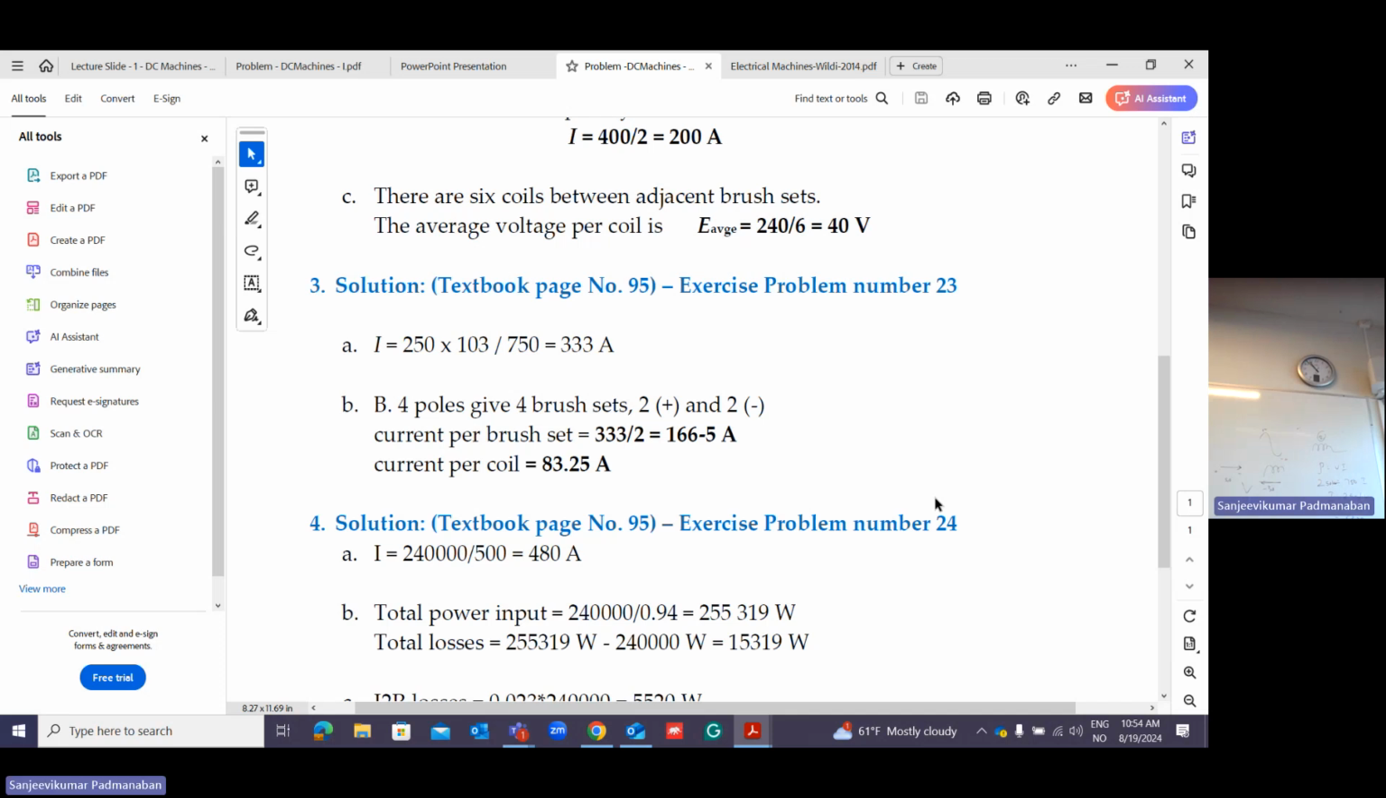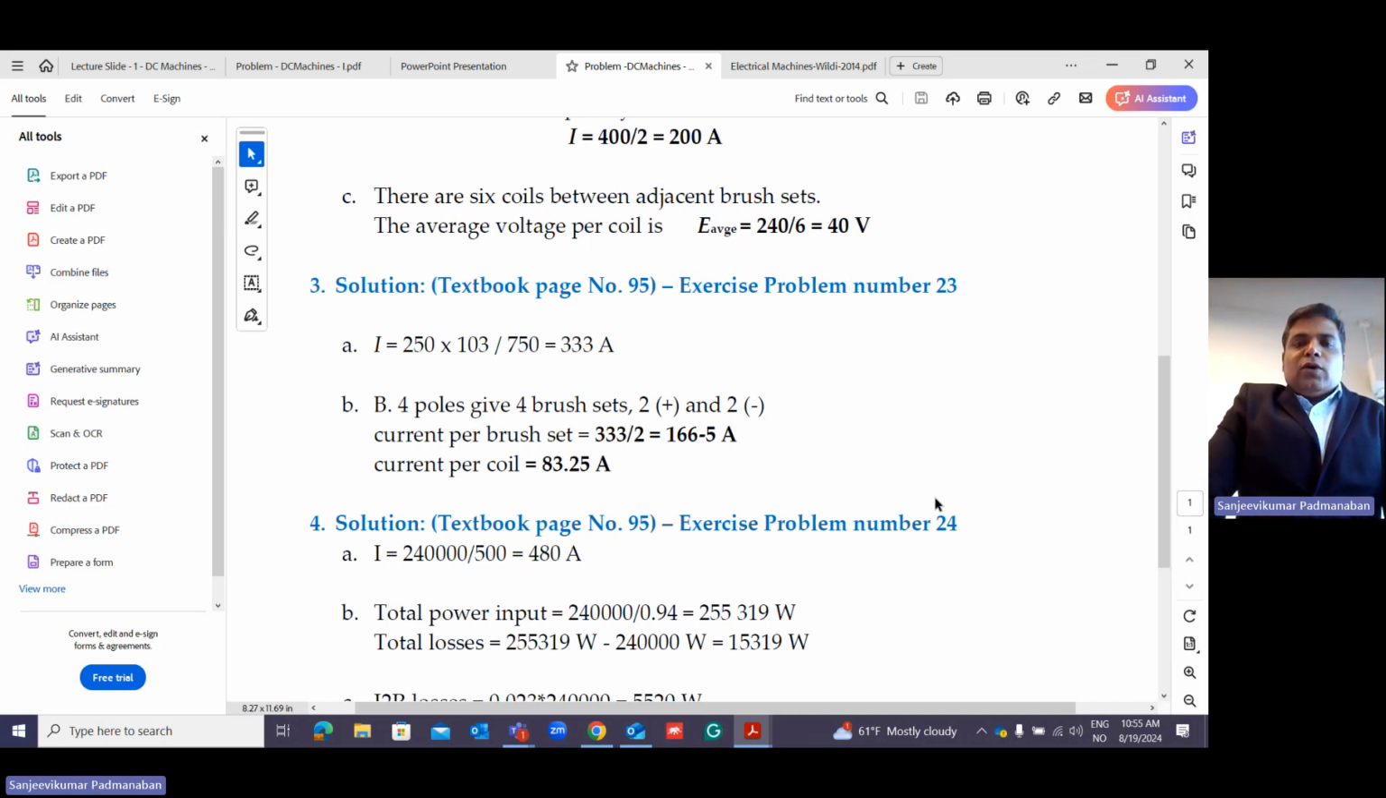Look here. What is the number of brushes? Here I calculated the set of brushes. But the brushes are connected: one brush will be connected to a set of coils, another brush to another set of coils. Each brush is connected to a set of coils. Then we assume this is positive, this is negative. But I want to calculate the current through each coil, which is nothing but divided by the number of brushes. So it's not by 2, it's by 4. You get 83.25.